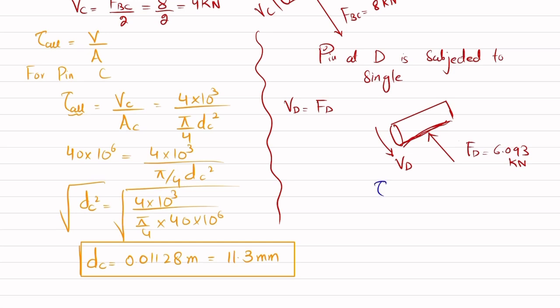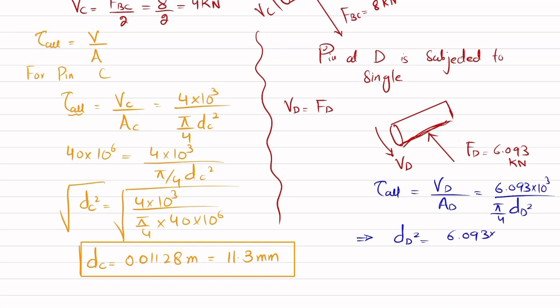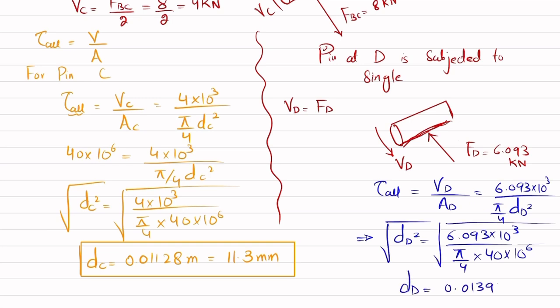So allowable shearing stress is equal to VD divided by AD. VD is 6.093 kilonewton divided by the area, which is pi by 4 dD square. So from here you will get dD square is equal to 6.093 into 10 to the power 3 divided by pi by 4, and tau allowable is 40 megapascal. If you take square root on both sides, you will get the diameter of pin at D will be equal to 0.01393 meter, or in millimeter it will be equal to 13.9 millimeter, which is the answer of this question.